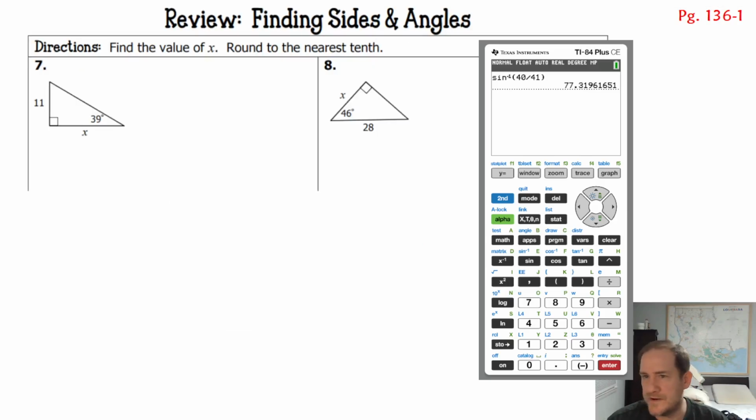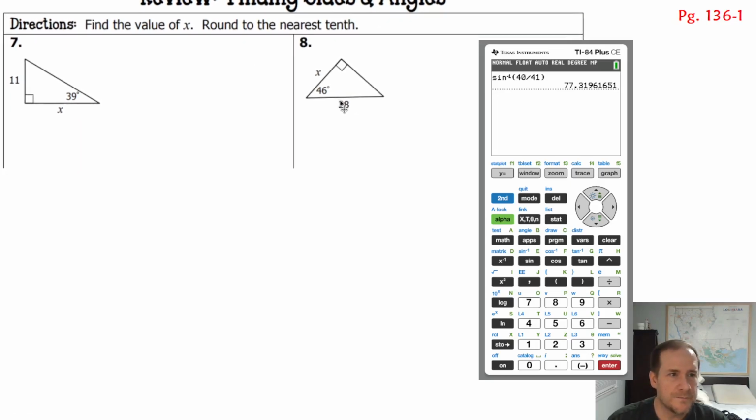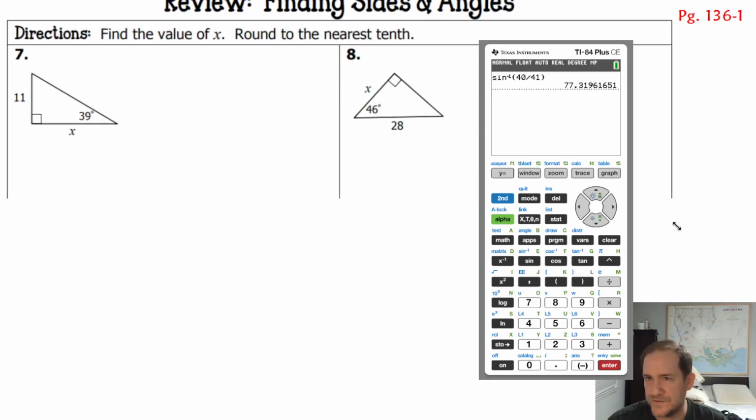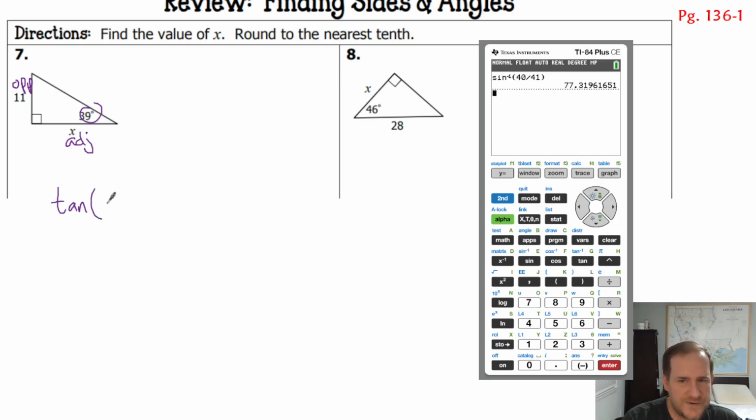So number 7 is different. We're back to kind of a mixed review now. So number 7, we are not solving for an angle. So you shouldn't expect to use inverse trig this time. You're going to use normal trig. So I see this 39. I go opposite. I go adjacent. That tells me we're writing a tangent. But we're not doing the tangent of x this time. We're doing the tangent of the actual given angle, the 39. And it's going to equal 11 over x.